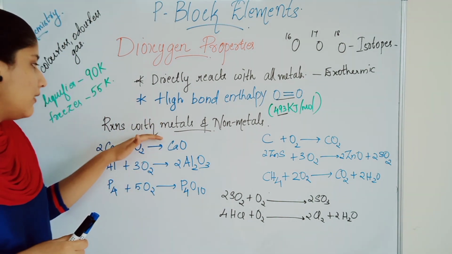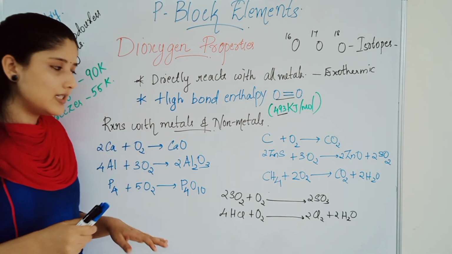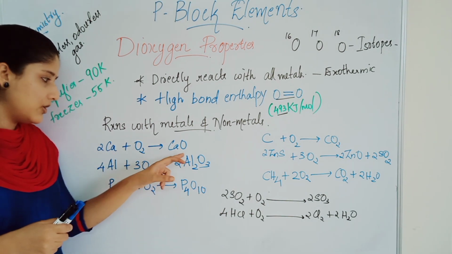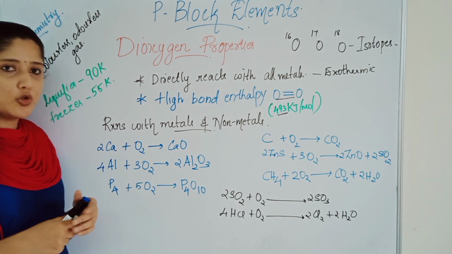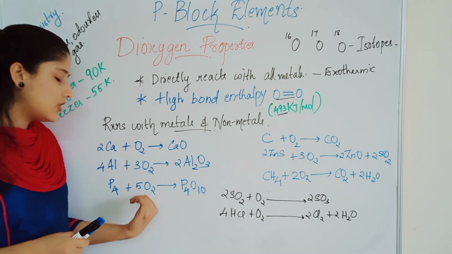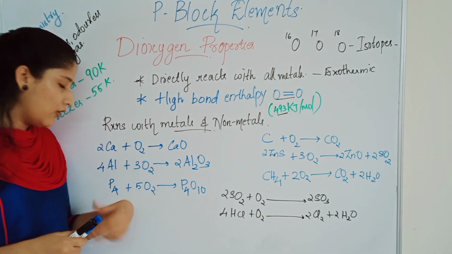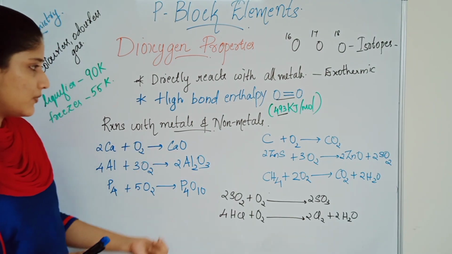Next, we are going to study what? Reactions with metals and non-metals. I already told you oxides are formed. Oxygen reacts with calcium to form calcium oxide. Al, aluminium plus 3O2 give Al2O3 or alumina, and then phosphorus with oxygen will give you P4O10. This is an oxide of phosphorus, P4O10. These are the reactions with oxygen.